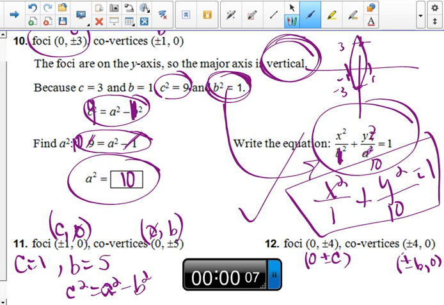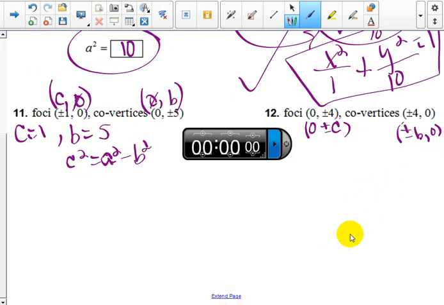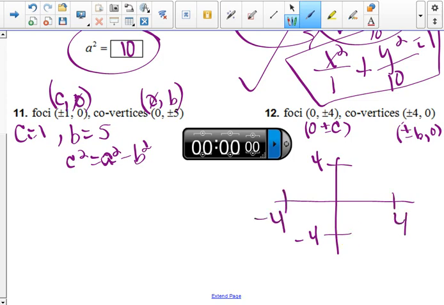So on 12, you've got to look and decide, is this horizontal or vertical? So when you plot these, foci is at (0, ±4). And the co-vertices, oh my goodness, what does it say? 4 and negative 4. So what do we have here? It would be a circle. But for the sake of our assignment, we're going to call this vertical. So just use your vertical in the case of a circle.